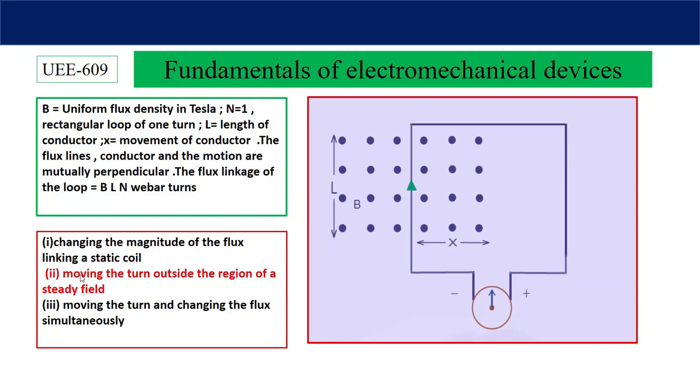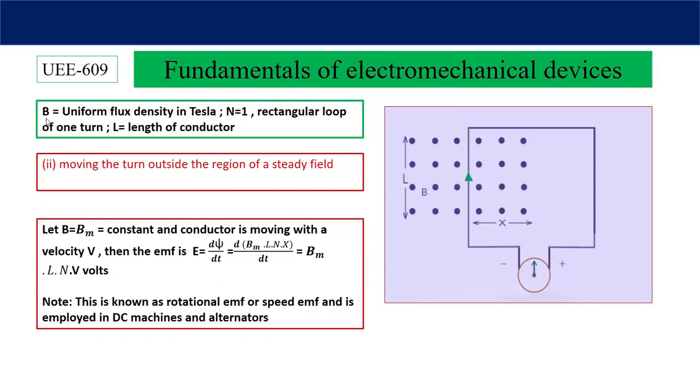The second condition is moving the turn outside the region of a static field. So let's see this. This is your constant magnetic field and the conductor is moved in this direction. B is equal to the uniform flux density in Tesla, N is equal to 1, a rectangular loop of one turn, L is equal to the length of the conductor. Moving the turn outside the region of the static field, so in this direction we are moving.